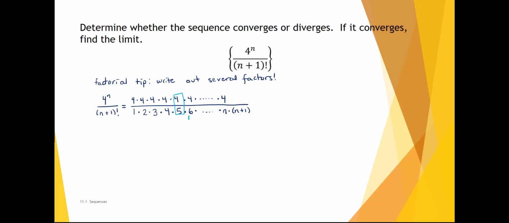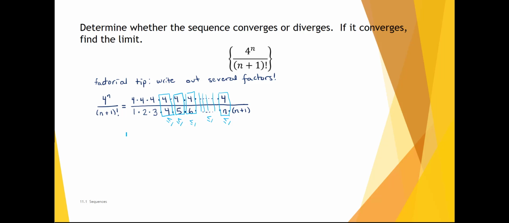We know that 4 over 5 is less than or equal to 1. We know that 4 over 6 is less than or equal to 1. And we know that each of the factors that are sort of contained in this dot, dot, dot is less than or equal to 1. And 4 over n is less than or equal to 1. And then just to simplify things, let's also point out that 4 over 4 is 1, so it is also less than or equal to 1.